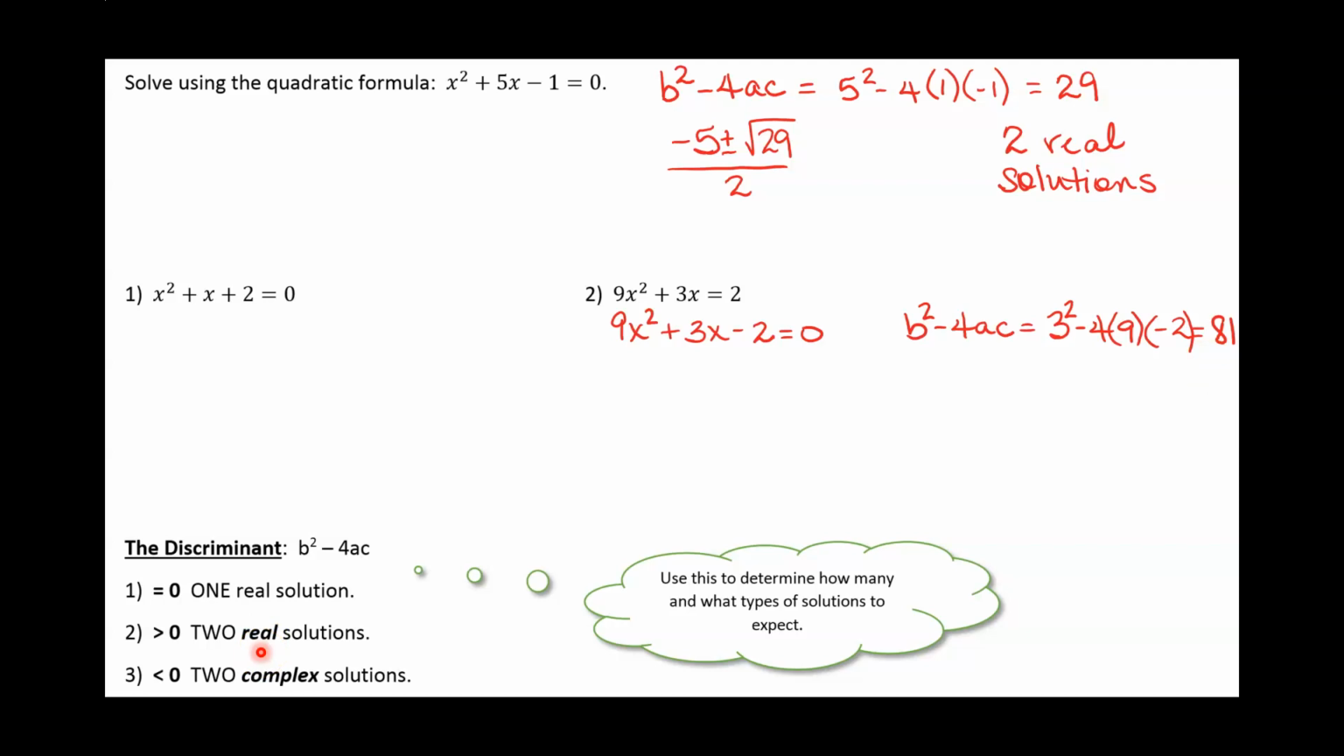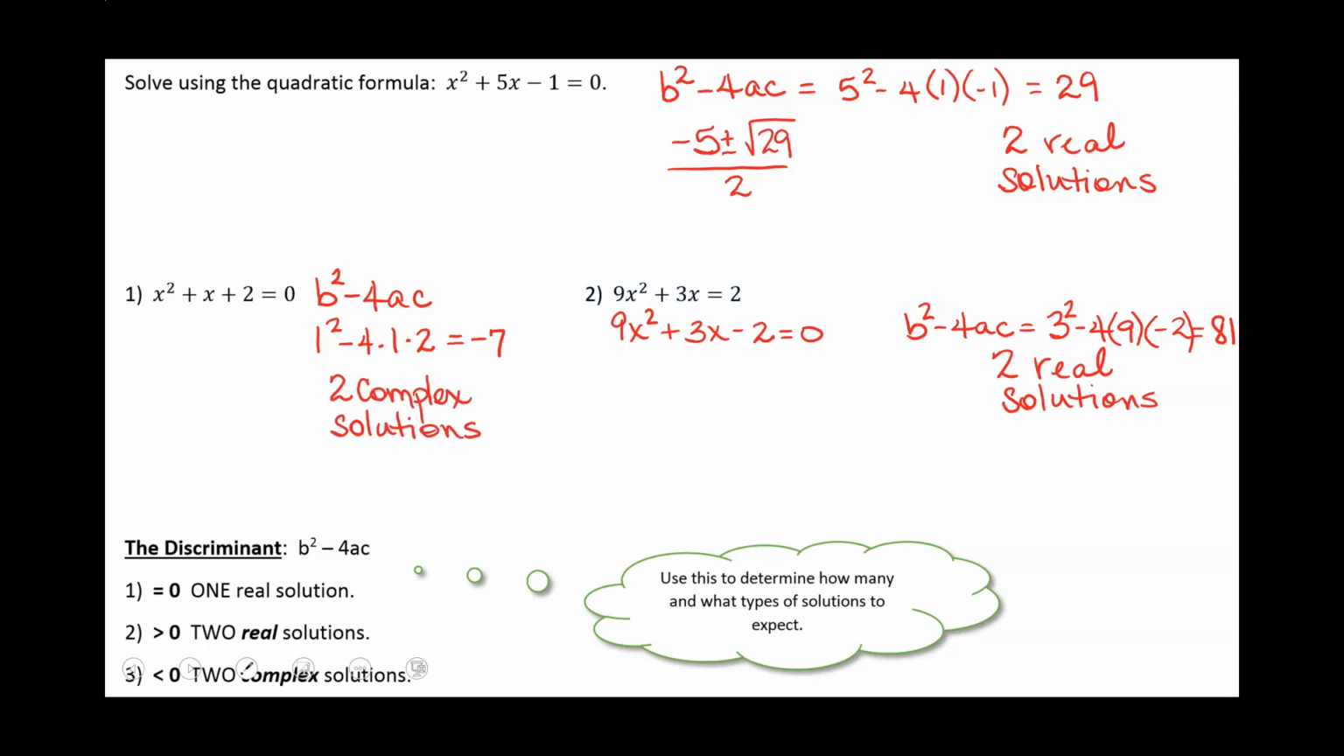All right, let's go back and look at this one that we left for you to try. So if we did the discriminant, b squared minus 4ac, a is 1, b is 1, and c is 2, I'm going to end up with negative 7. What does that tell me? Well, that tells me I'm going to get 2 solutions, but they're going to be complex or imaginary. So I would get 2 complex solutions or 2 imaginary solutions for that one when I solve it.